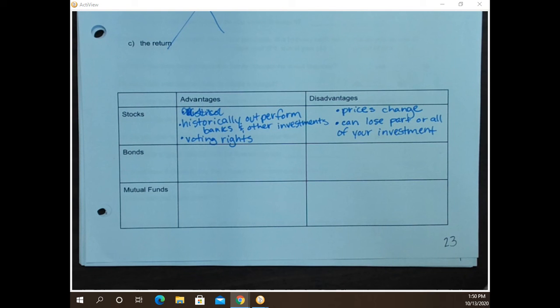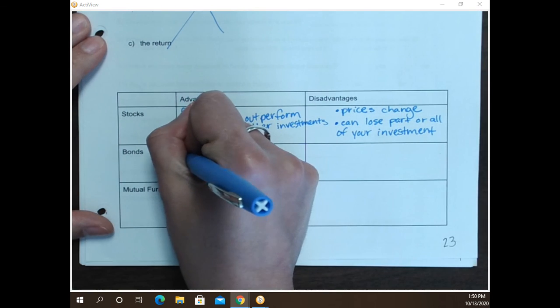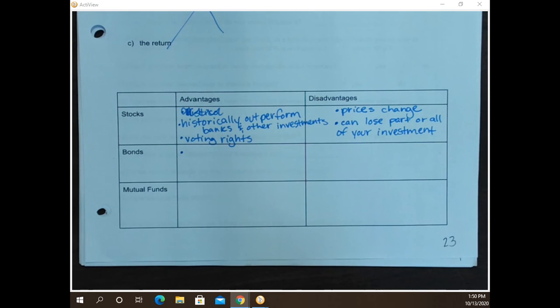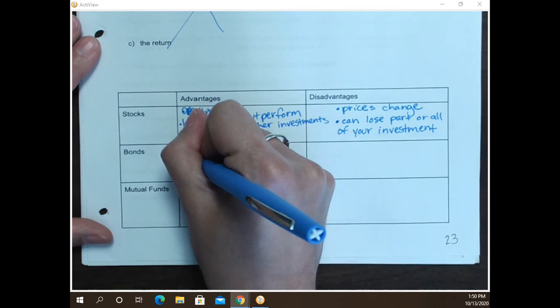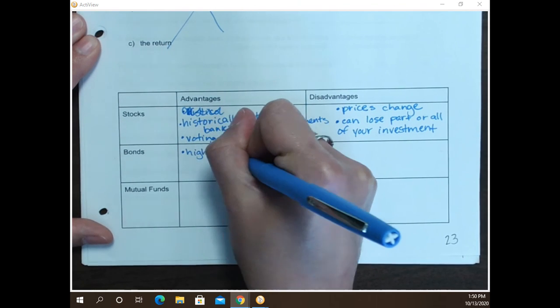For bonds, this is the one. Remember, bonds are simple interest. A nice thing about bonds is that their interest rates tend to be higher than if you were going to put your money in a savings account. So you get higher interest rates.